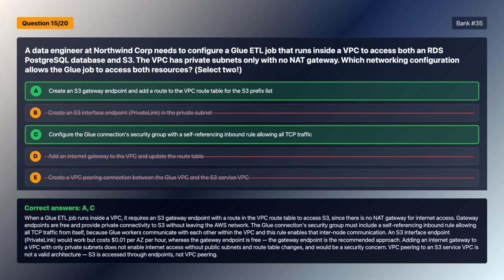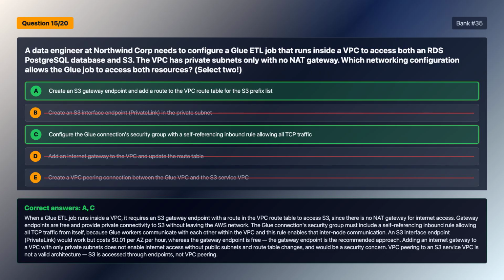When a Glue ETL job runs inside a VPC, it requires an S3 gateway endpoint with a route in the VPC route table to access S3, since there is no NAT gateway for internet access. Gateway endpoints are free and provide private connectivity to S3 without leaving the AWS network. The Glue Connection's security group must include a self-referencing inbound rule allowing all TCP traffic from itself, because Glue workers communicate with each other within the VPC, and this rule enables that internode communication.